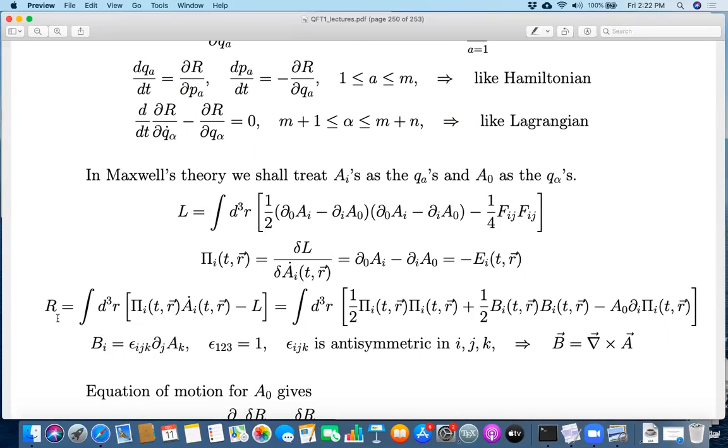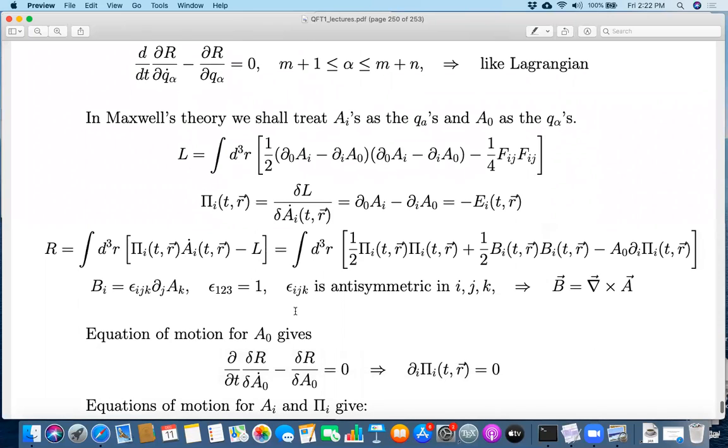So using this, we can construct the Routhian now. It's the integral d^3x of pi_i A_i dot minus L. I'll leave it as an exercise; these are some little manipulations you have to do. Let me just say how to do this. This is already in the form of pi_i, so the Lagrangian has a half pi_i squared in this, minus 1/4 F_ij squared. What we do is express A_i dot in terms of pi_i, because for A_i dot we are treating it in the Hamiltonian formulation. So using this, A_i dot I write as pi_i plus ∂_i A_0.